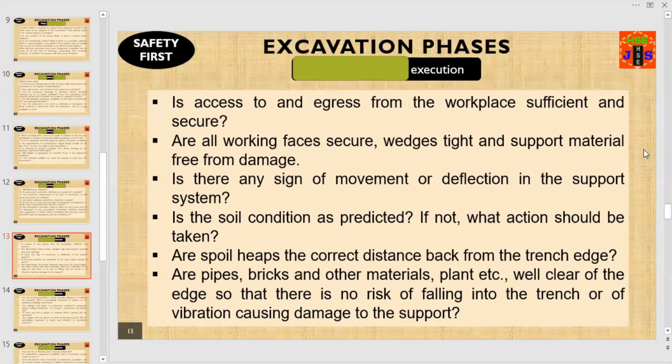Is the soil condition as predicted? If not, what actions should be taken? Are spoil heaps the correct distance back from the trench edge? Are pipes, bricks, and other materials, for example plant, well clear of the edge so that there is no risk of falling into the trench or of vibration causing damage to the support?